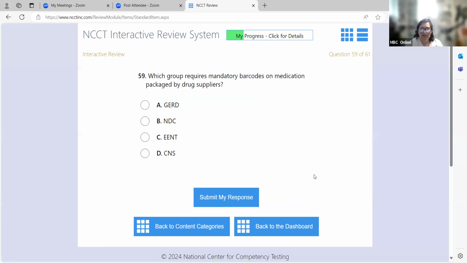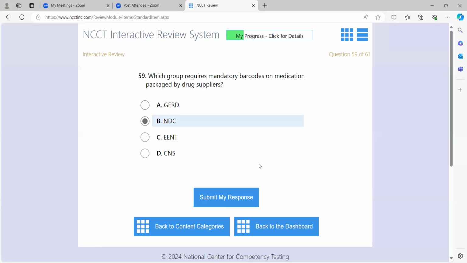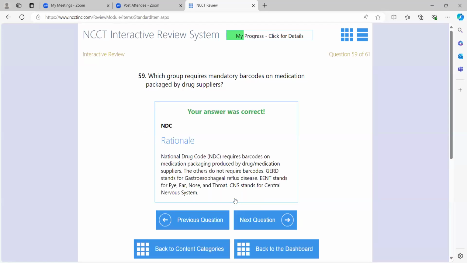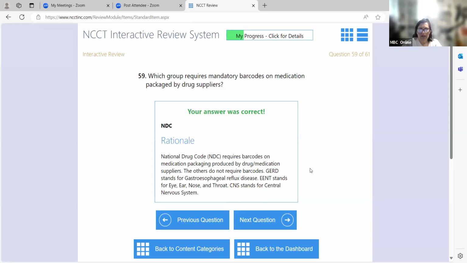Which group requires mandatory barcodes on medication packaged by drug suppliers? Is it GERD, the NDC, EENT, or CNS? B. Any other guesses? Correct, NDC. GERD is gastroesophageal reflux disease. EENT is eye, ear, nose, and throat, and CNS is the central nervous system. So yes, NDC was it.